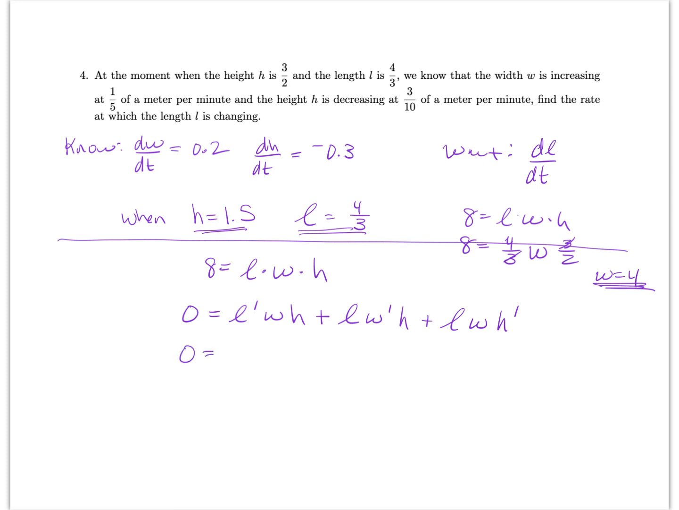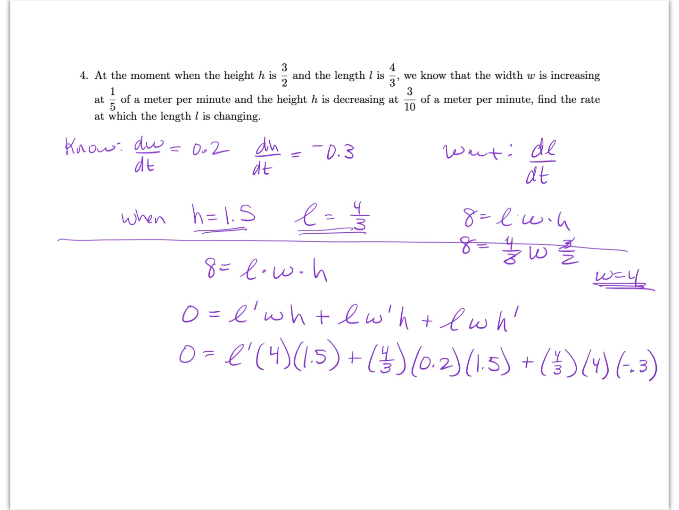So I have 0 equals L prime, which is what I'm looking for, times W, which is 4, times H, which is 1.5, plus L, which is 4/3, times W prime, which is 0.2, times H, which is 1.5, plus L, which is 4/3, times W, which is 4, times H prime, which is negative 0.3. And now I just have to solve this equation for L prime. So 4 times 1.5 is 6. So this is 6L prime.